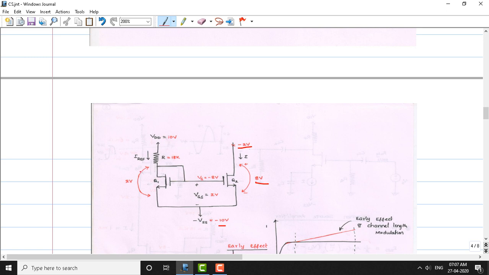And we can also estimate the drain source voltage here. As we know already, the gate voltage equals minus 8 volts, so the same voltage must exist here, which is minus 8 volts. So minus 8 volts exists here and minus 10 volts exists here. The difference of these gives me the VDS across this Q1 transistor, which is equivalent to 2 volts here. Okay, so this is going to be the current mirror circuit.